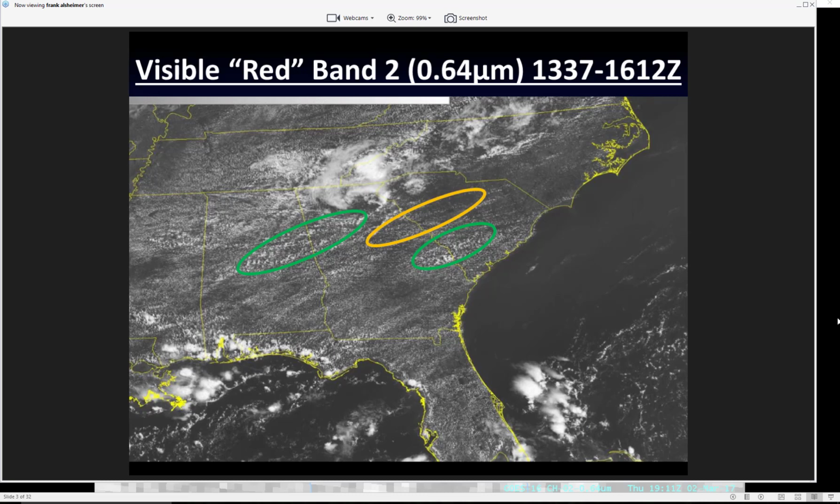Another thing that you'll notice here that I don't have circled is it looks like a little bit of a shortwave there along the northern Georgia and western North Carolina border. That can also play a role as we get later in the day.